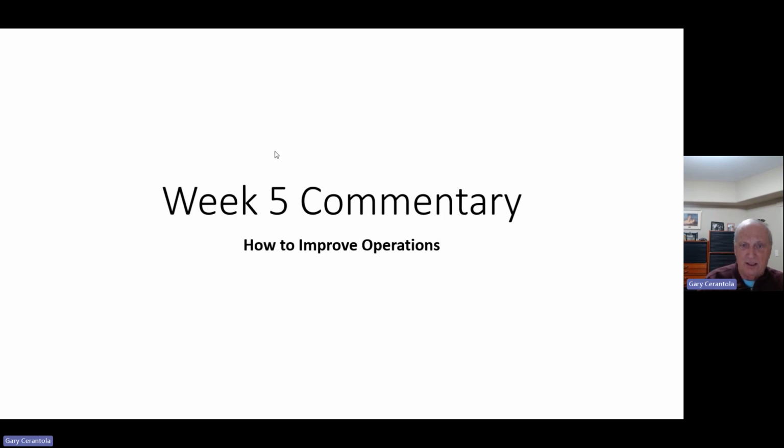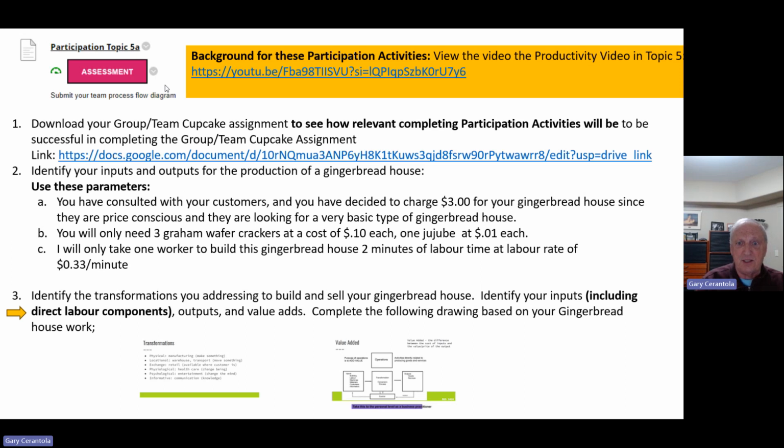I'm going to start with participation topic 5A. What to consider is where you see this little gold arrow. Right here, we have including direct labor components. What I want you to understand is that in the cupcake assignment, you're going to be asked in further questions to calculate a cost of goods sold and percentage cost of goods. That's all related to direct labor. So I'm going to elaborate on that.